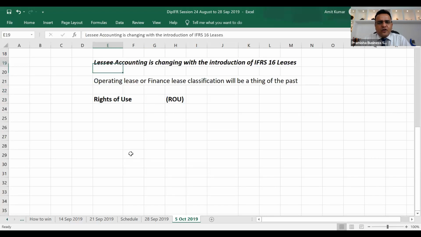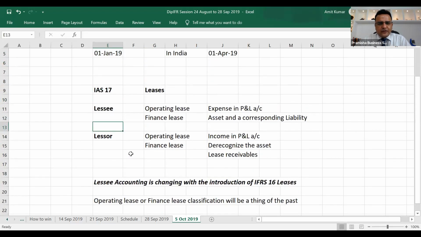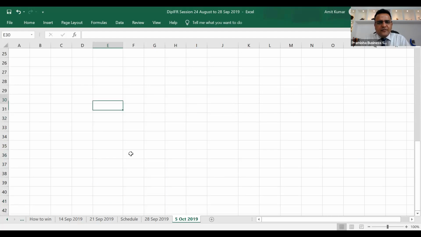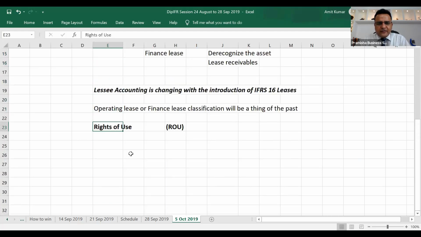Earlier, operating leases were off balance sheet items, and finance leases were on balance sheet. Now, since there is no more classification between operating and finance in terms of lessee, all the leasing arrangements will be on the balance sheet in the form of right of use. No concept of operating or finance lease, right of use.